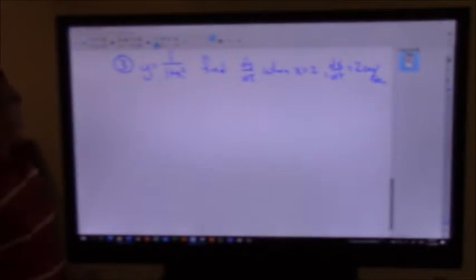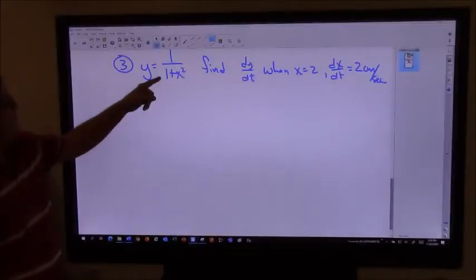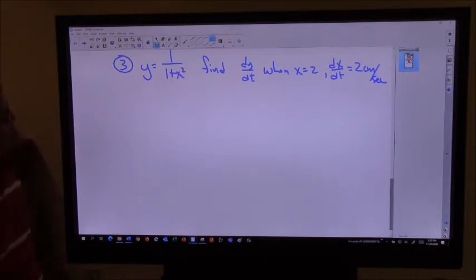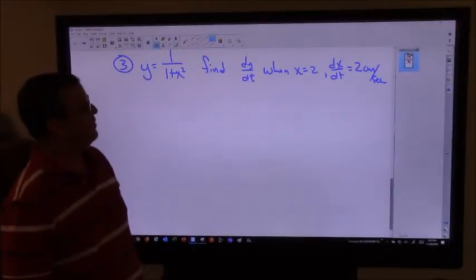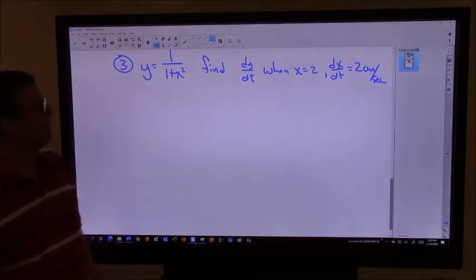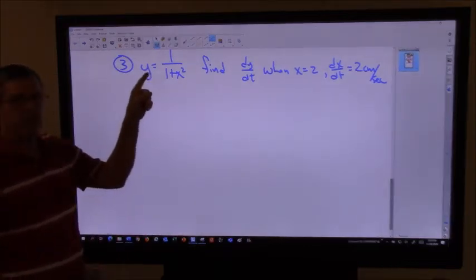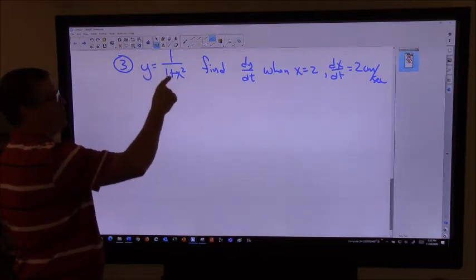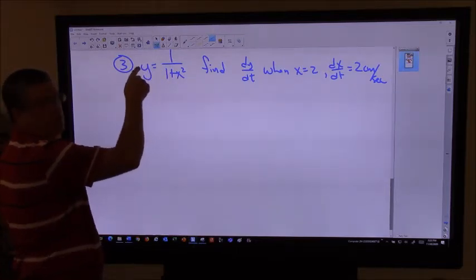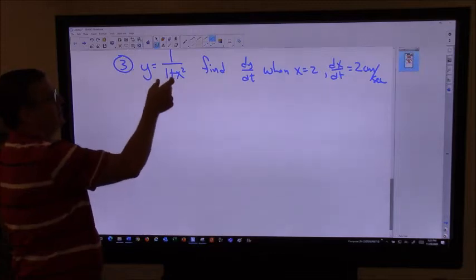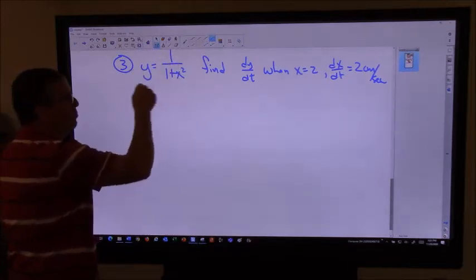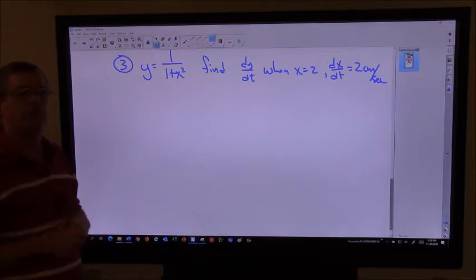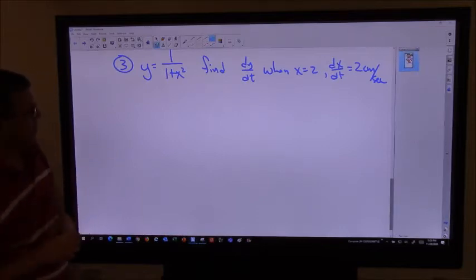All right, let's try another one. So y equals 1 over 1 plus x squared, and they want us to find dy over dt when x equals 2 and dx over dt equals 2 centimeters per second. So before you take the derivative of this, remember that one problem we had where there was a fraction and we said, oh, this will be a lot easier if I just take it over here and multiply? Rather than doing the quotient rule, bring this over here and then do a product rule, and I think we make this a little bit easier. All right, you guys go ahead and try it.